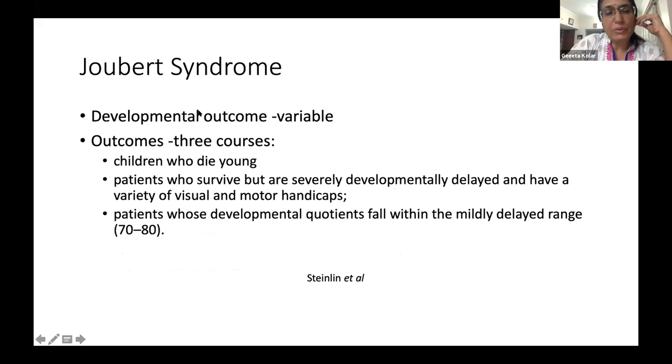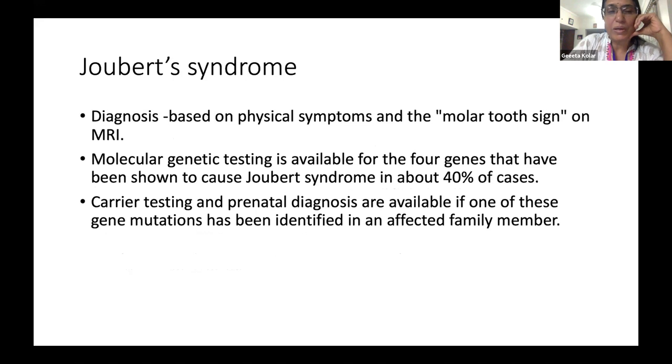The outcomes could be three: children who die very young, babies who survive but are severely developmentally delayed and have a variety of visual and motor handicaps. This baby, fortunately, is 4 years old today and falls into the category where the developmental quotients fall within the mildly deranged range. IQ could be between 70 to 80. So the Joubert syndrome diagnosis is based on physical symptoms and the molar tooth sign. Molecular genetic testing is available.